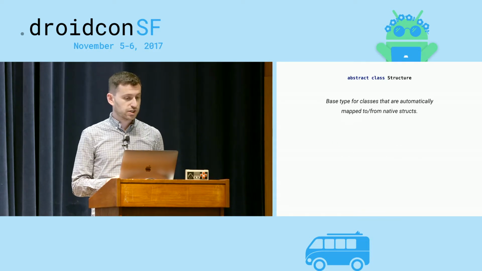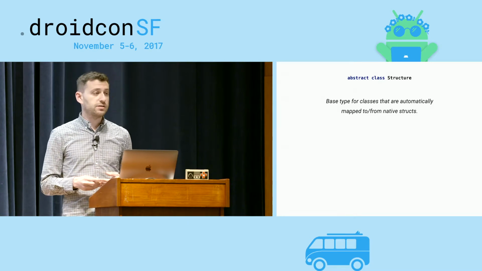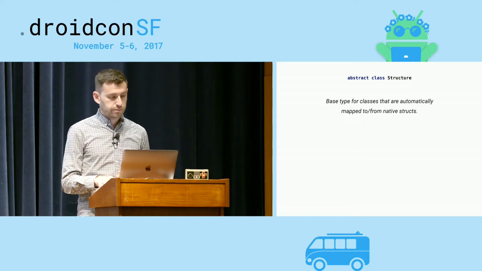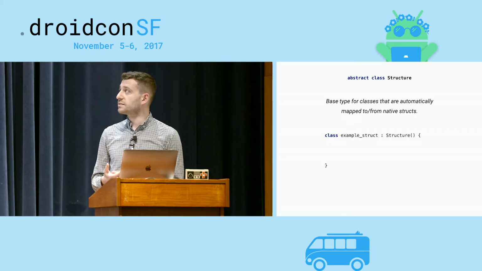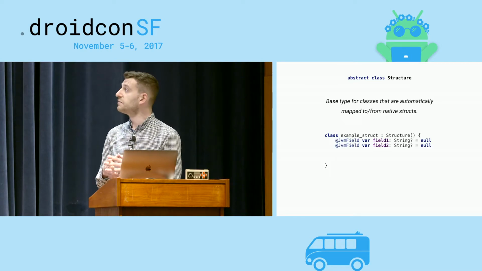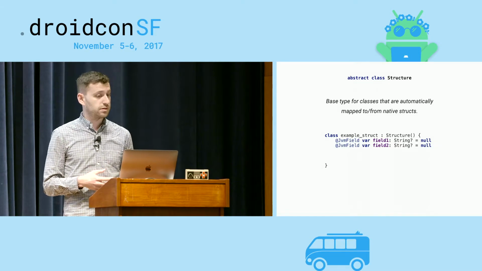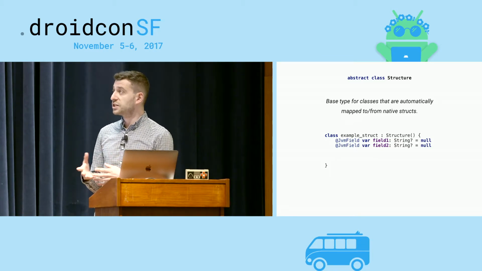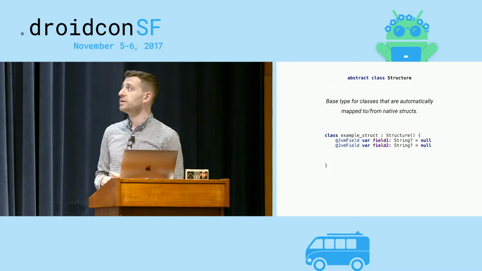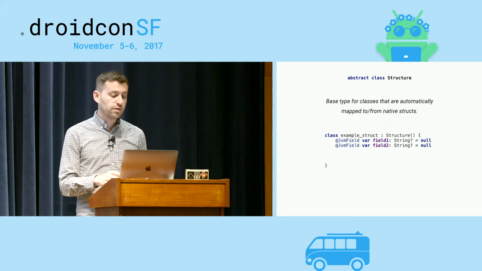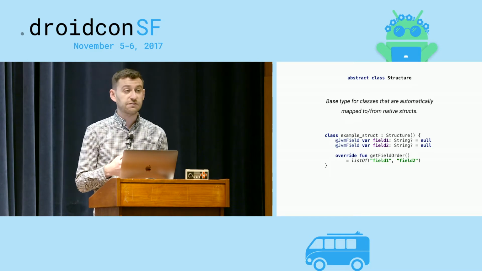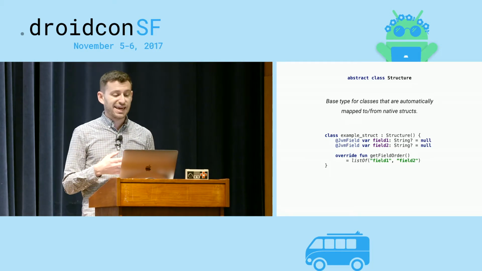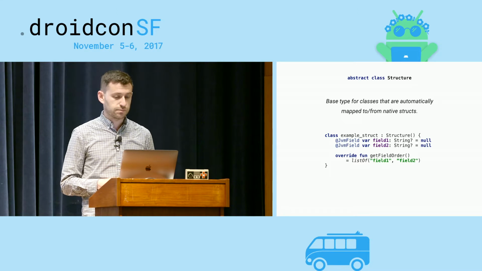The next type is called Structure. And this is what allows JNA to automatically map between C types and JVM classes. You simply create a class that extends from Structure, and then define the fields with the same types as your C code. Because we're using Kotlin, and because there's some reflection happening under the hood, we do need to use the JvmField annotation here. One other thing we need to do is override this method called getFieldOrder, and this is required so that JNA knows how these fields are laid out in memory, because it can't reliably get this information from the reflection system.